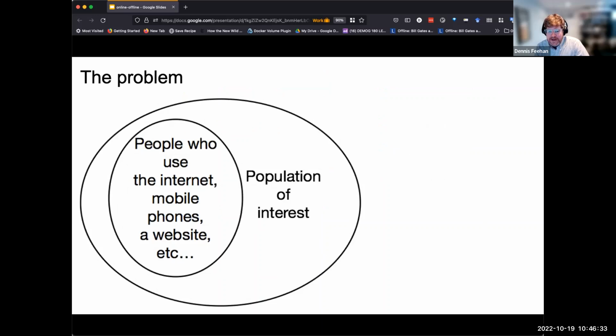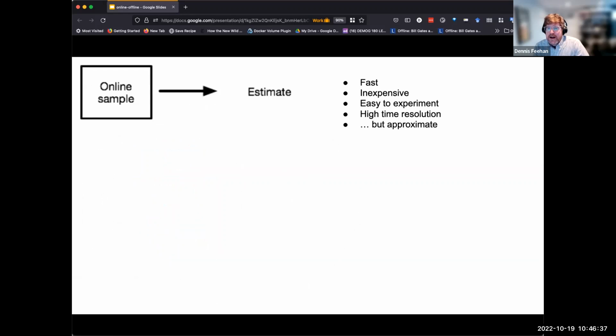And then finally, to wrap up with this big picture problem, what I did today was show how we can use an online sample, make some assumptions, and produce an estimate that is fast and inexpensive. It's very easy to experiment when you collect data like this because it's very easy to embed experiments in a computer delivered instrument. You could potentially get these estimates with a really high time resolution if you wanted to collect these surveys all the time. But I had to make a bunch of assumptions, and these estimates are approximate.